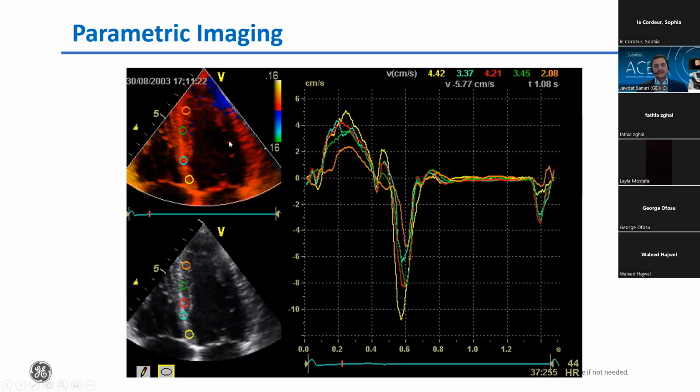This is a systolic frame. If you go to a diastolic frame, you will see the entire thing is looking blue, because all the myocardium will be moving down with negative velocity.